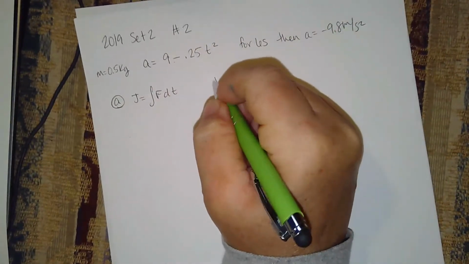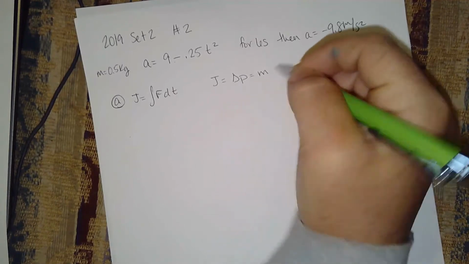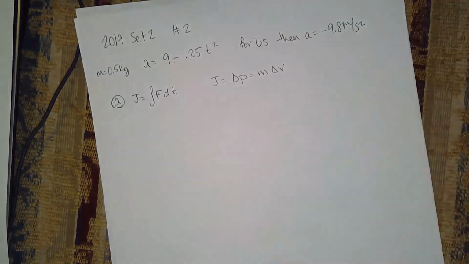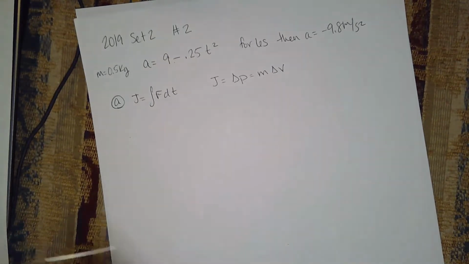But with my students, a lot of times we talk about impulse being change in momentum, and change in momentum is mass times change in velocity. And I think maybe this might be an easier approach to think of or to remember.